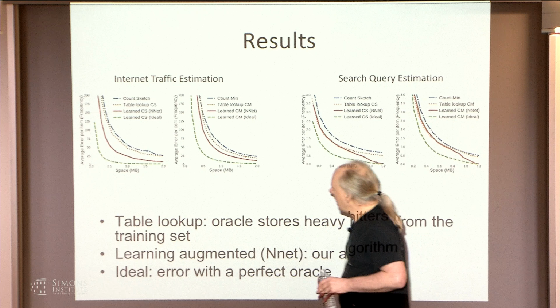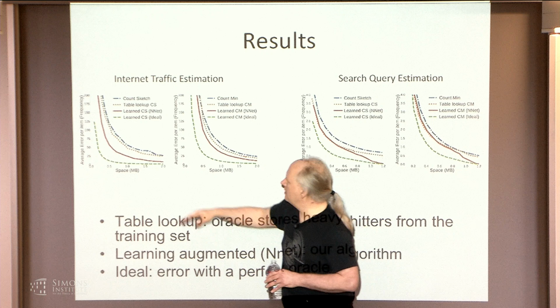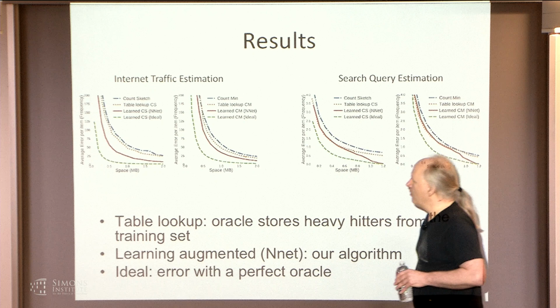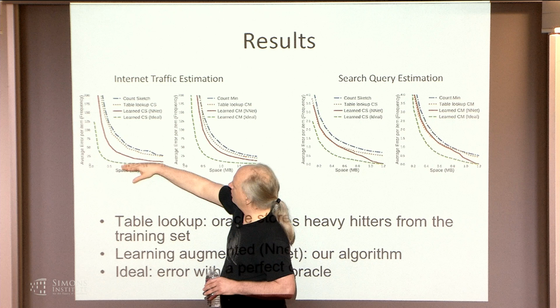The last curve here, the green one, is actually not an algorithm, but an ideal algorithm. So this shows what would happen if we had a perfect heavy hitter oracle. Our heavy hitter oracle is not perfect, but if we had a perfect one, then this is the trade-off that we'd get. And you can see that there's quite a lot of improvement. The potential can be done.